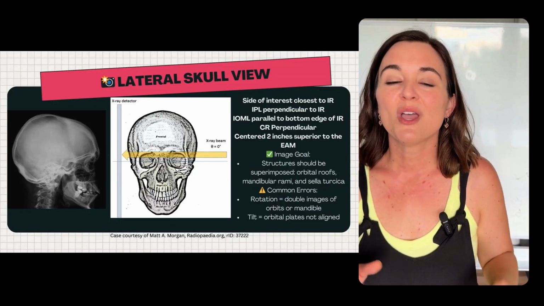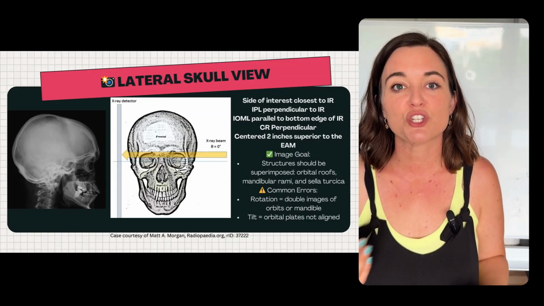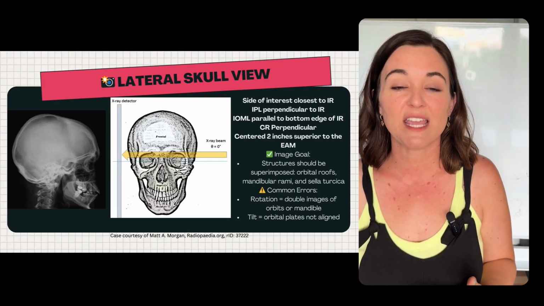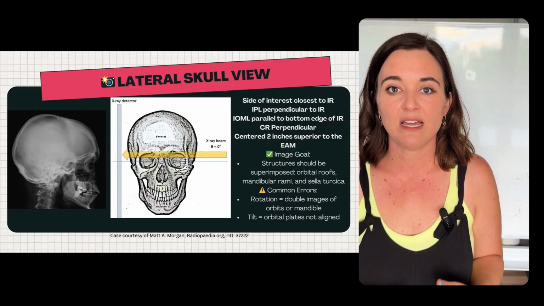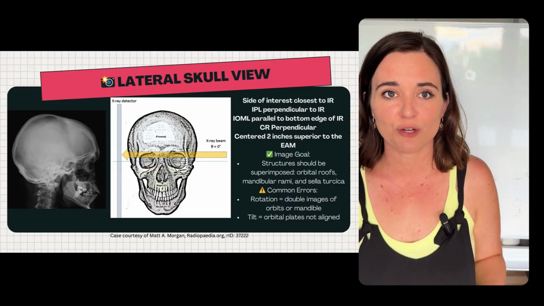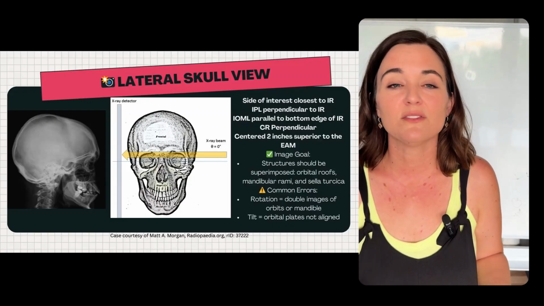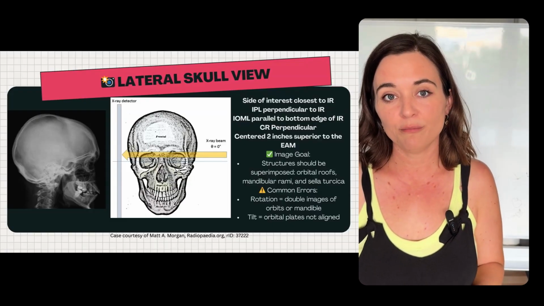Here's a pro tip. Always check for rotation and tilt. A rotated head will show separation in the orbital roof and rami. A tilted head will misalign the cranial base. Take the time to reposition your patient. It saves from unnecessary repeats and gives radiologists what they need to make the right call.